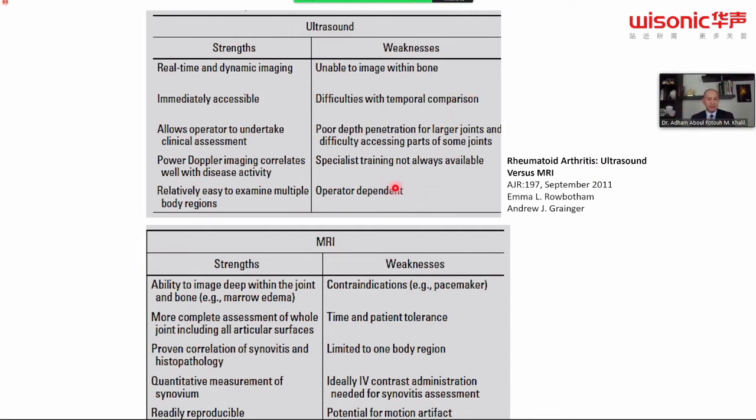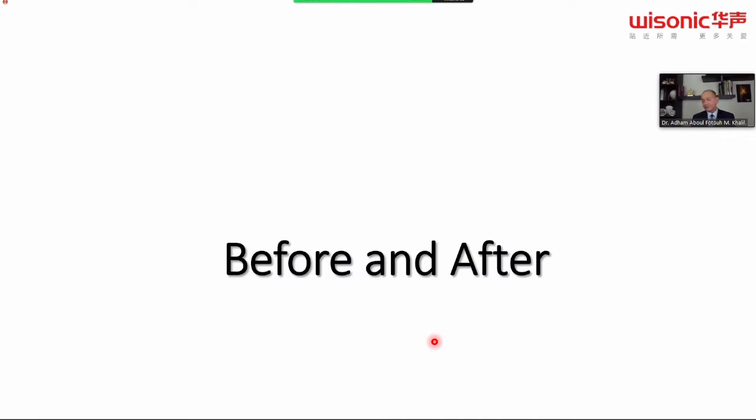It's mostly operator dependent, but with very similar qualifications and years of practice, you can easily get very good inter-observer reliability. However, something like the MRI has a lot of contraindications. It's time consuming, there is less patient tolerance to it, and it's limited to one body region at a time. You cannot really compare it to using the ultrasound. It's not so easy to do.